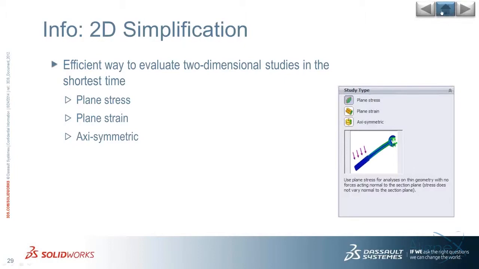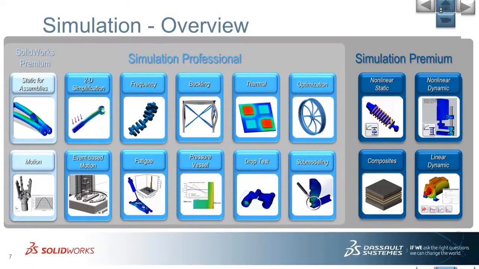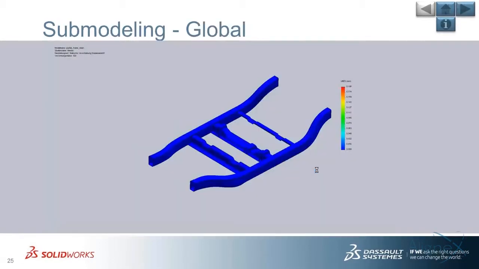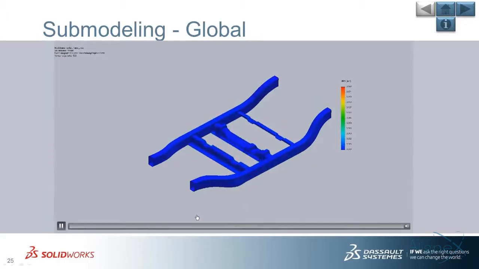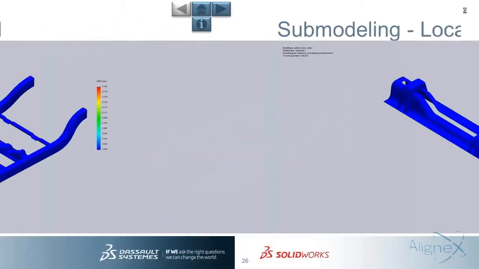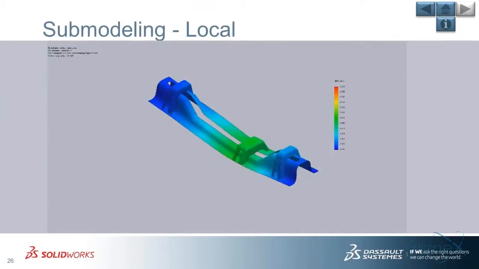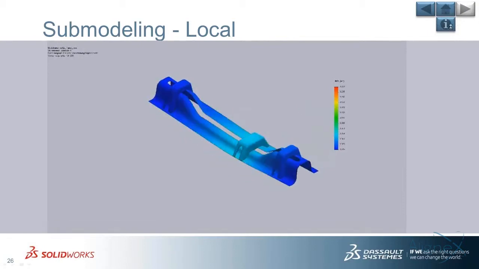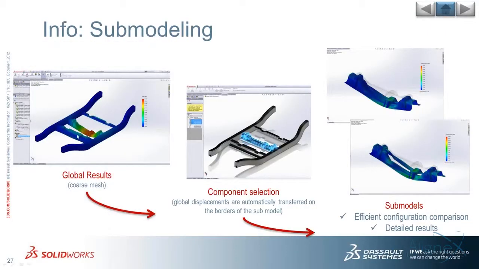Okay, so 2D simplification capability comes within Simulation Professional. Also, we have a submodeling study within Simulation Professional. So with submodeling, we set up this global parent study, where in this case we have this whole frame, and we have some loading case in the middle here. And then if I go to the next, we can take that middle section and do a submodel of that. So what the submodel does is it allows us to run some global results with a coarse mesh. So it runs rather quickly.